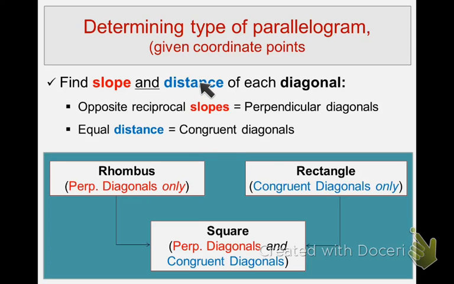The reason why I want you to find the slope and the distance is because if your parallelogram is a rhombus, it should have perpendicular diagonals, right? And remember from last semester, if you have opposite reciprocal slopes, that gives you perpendicular lines. So if you show me that your slopes are perpendicular opposite reciprocals, you have shown me that this thing is a rhombus.